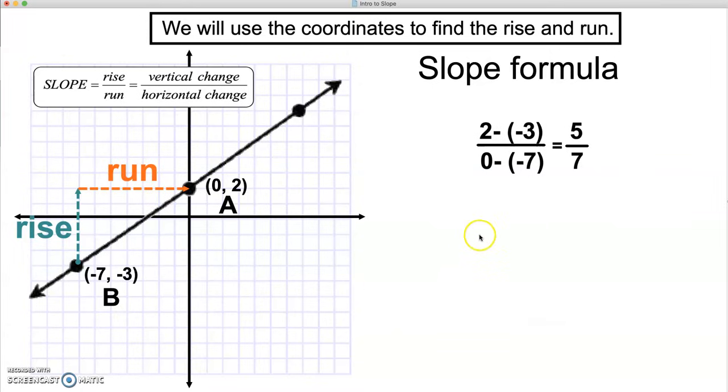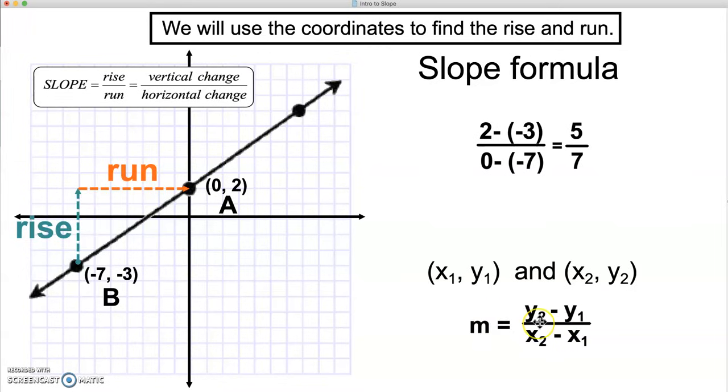So if we're given sets of points, x1, y1, and x2, y2, all this notation means is this is our first point and this is our second point. We can use the coordinates to find the slope: y2 minus y1 over x2 minus x1.